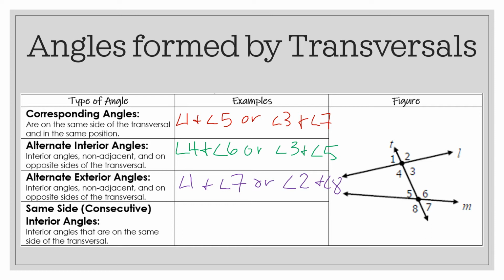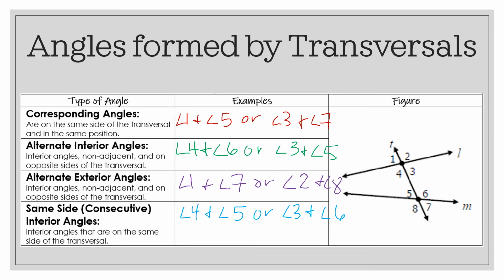So in this picture, we have angle 4 and angle 5. And we also have angle 3 and angle 6. There are no same side exterior angles by definition. I mean, you could kind of go with that name and name those types of angles, but for some reason, they don't have their own special name. These are the 4 that you need to make sure that you know.